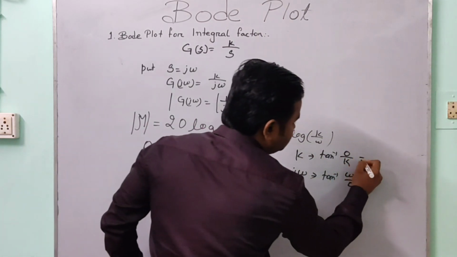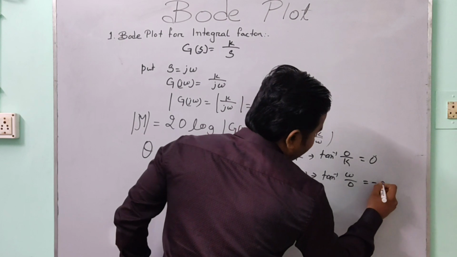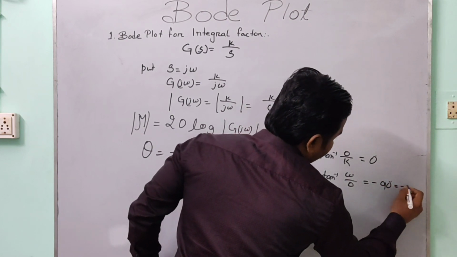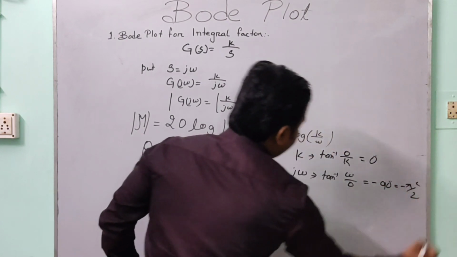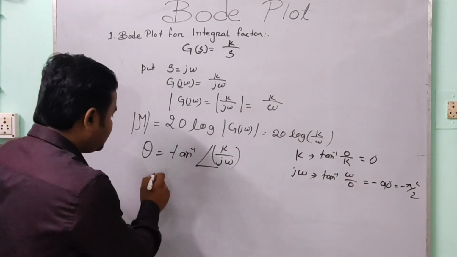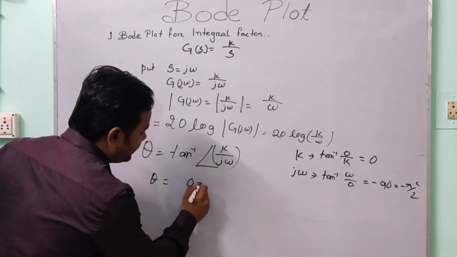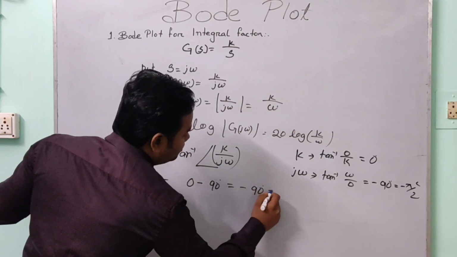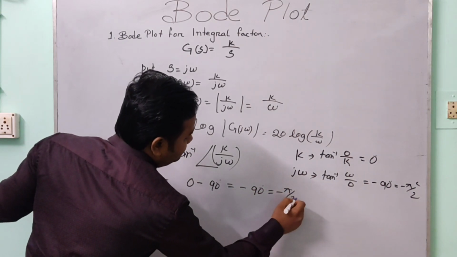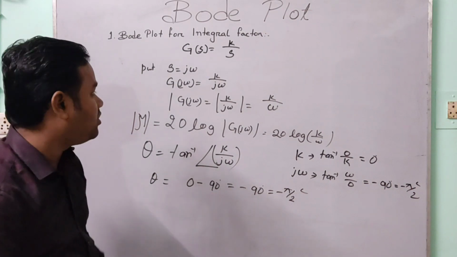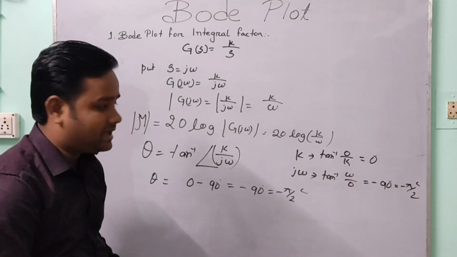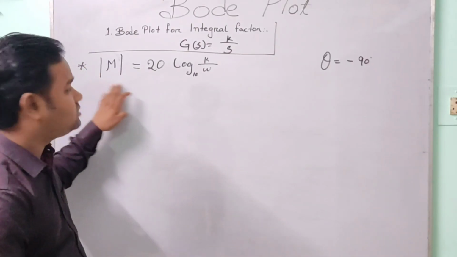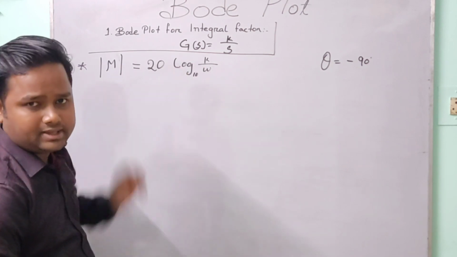Here for k the angle is 0 degree, and for j omega the angle is minus 90 degree or minus pi by 2 radian. So theta is equal to 0 minus 90 degree, and the value is minus 90 degree, which is equal to minus pi by 2 radian. Here we have got the magnitude as well as the phase angle. Till now we have studied that the magnitude is equal to 20 log k by omega, base 10.